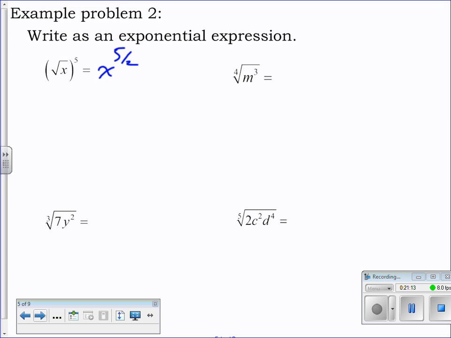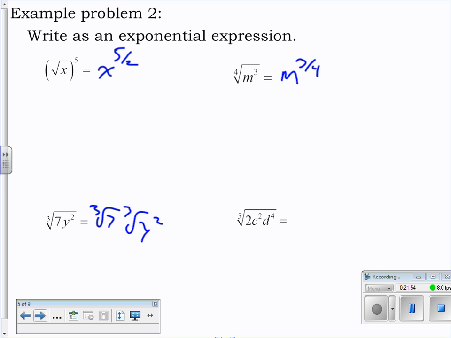So the next one, m to the 4th root of m cubed is m to the 3/4 power. The exponent is my numerator, the index is my denominator. If I have a cube root of more than one thing, remember, I can split them up. This is the cube root of 7 and the cube root of y squared. I can split up my roots. We have a rule. That was one of the first things we did this chapter: you can put them together or you can split them up.